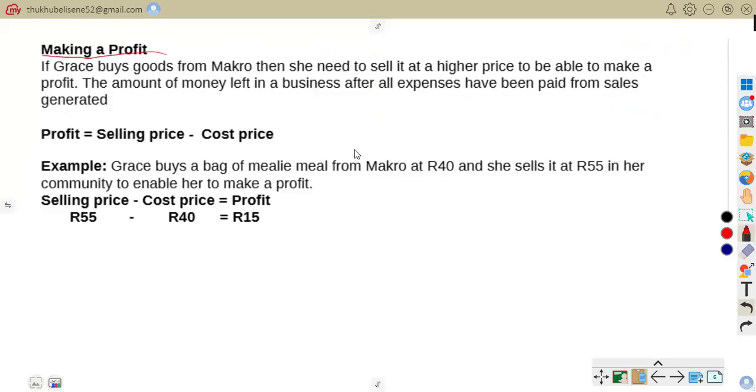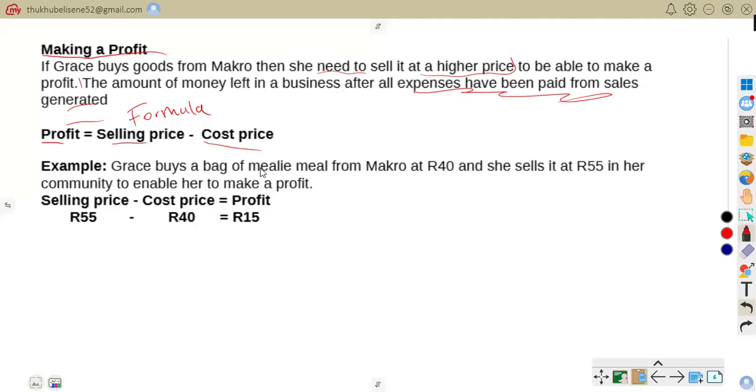Now we come to making a profit. If Grace buys goods from Macro, then she needs to sell at a higher price to be able to make what? Profit. Profit is the amount of money left in a business after all expenses have been paid from sales generated. This is the formula to calculate a profit: profit is equal to selling price minus cost price.